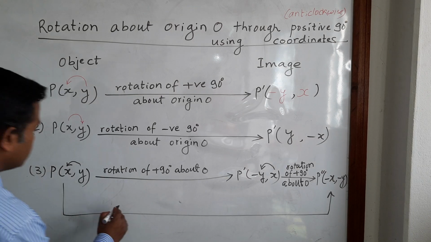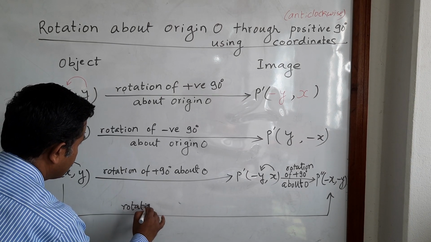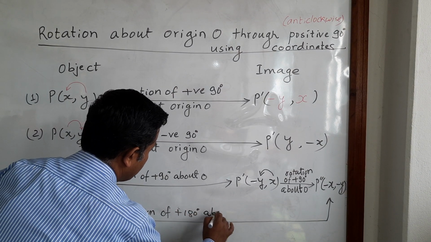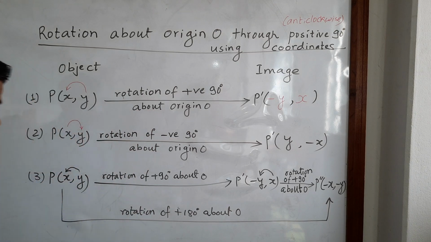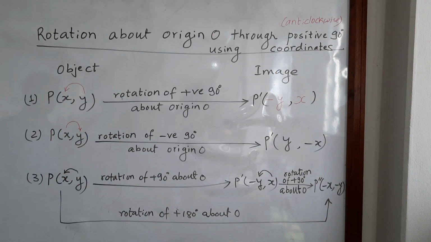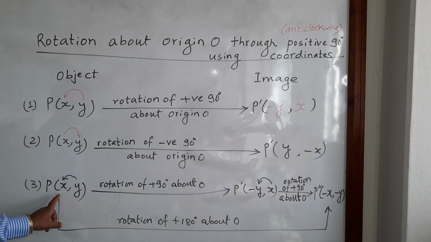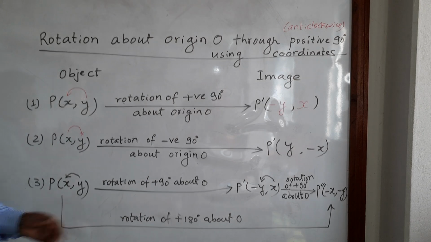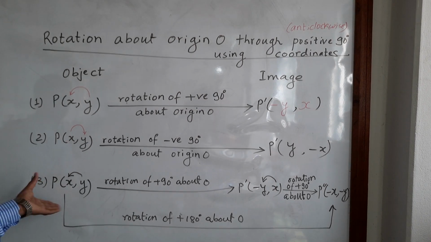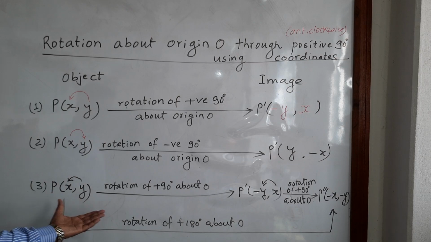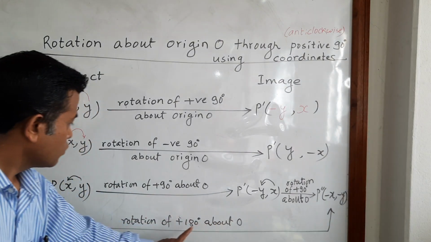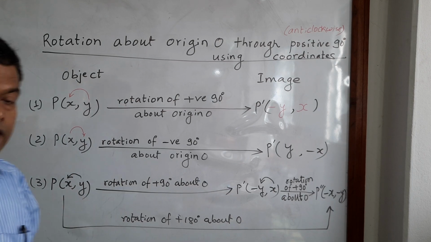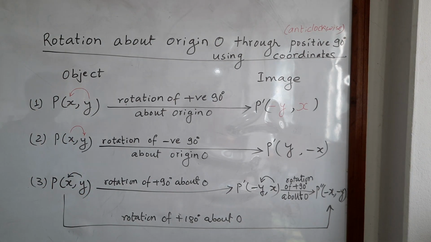It is a rotation of plus 180 degrees about O. Okay, rotation of plus 180 degrees about the origin O. The direct formula is (x, y) changes to (minus x, minus y). This is the direct formula to get the image of point P(x, y) when it is rotated about the origin O through 180 degrees. So for 180 degrees, clockwise or anti-clockwise, it is the same.